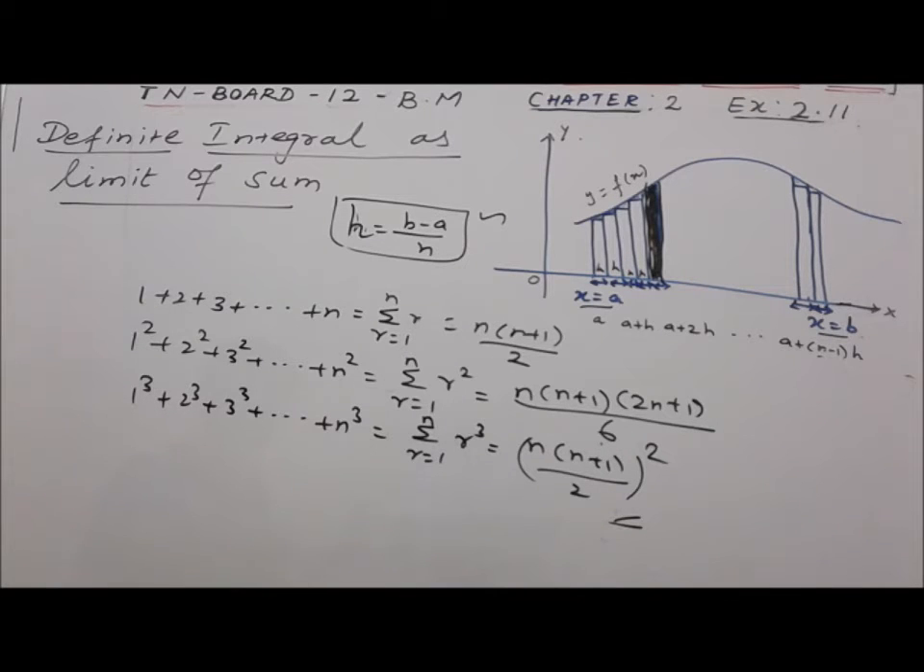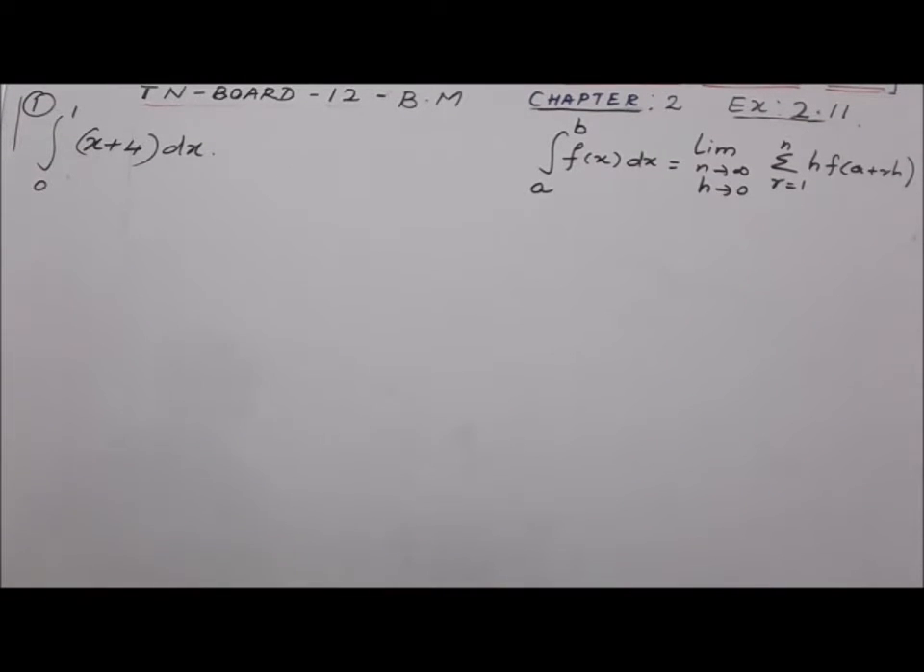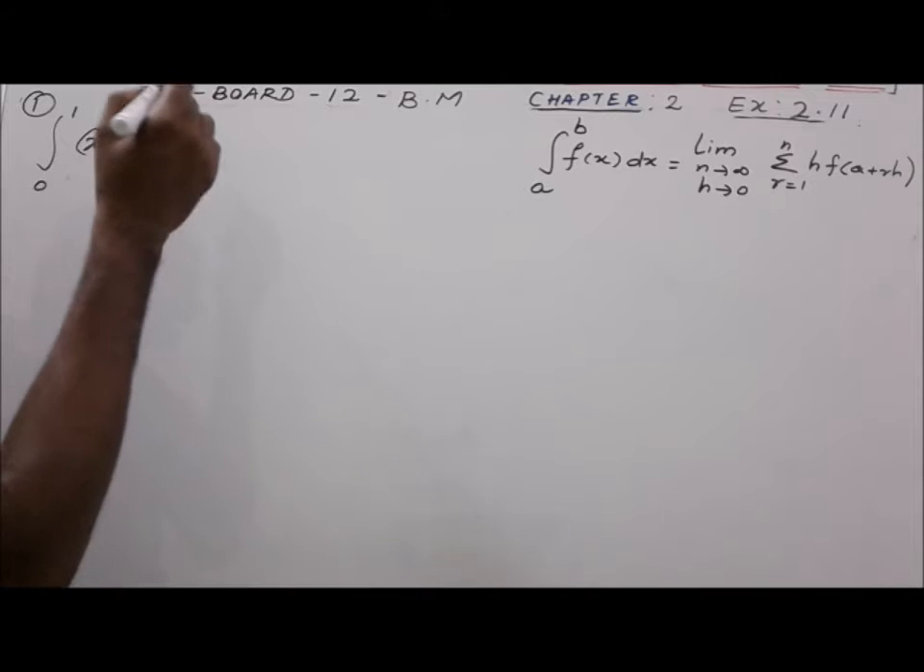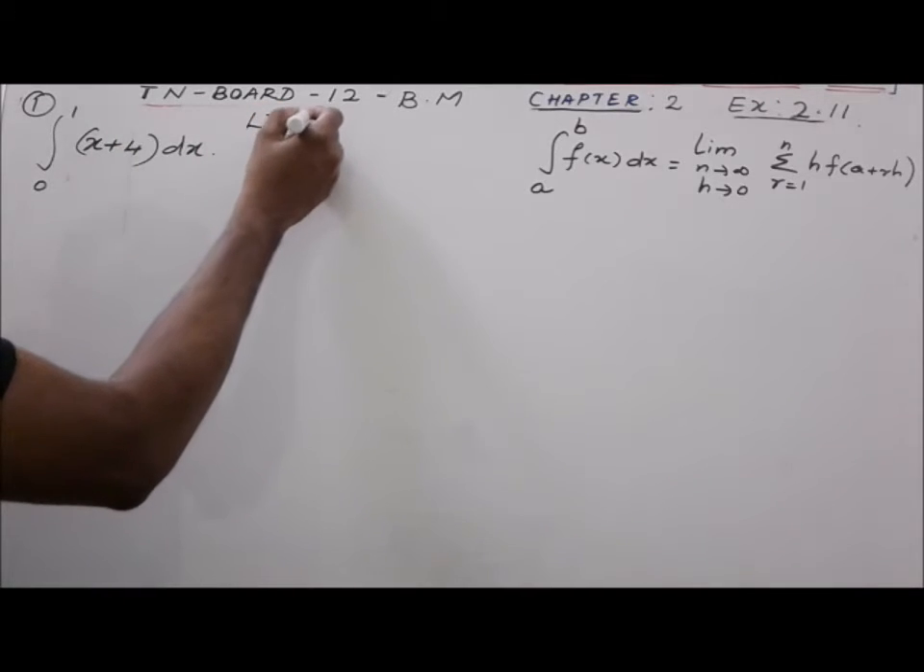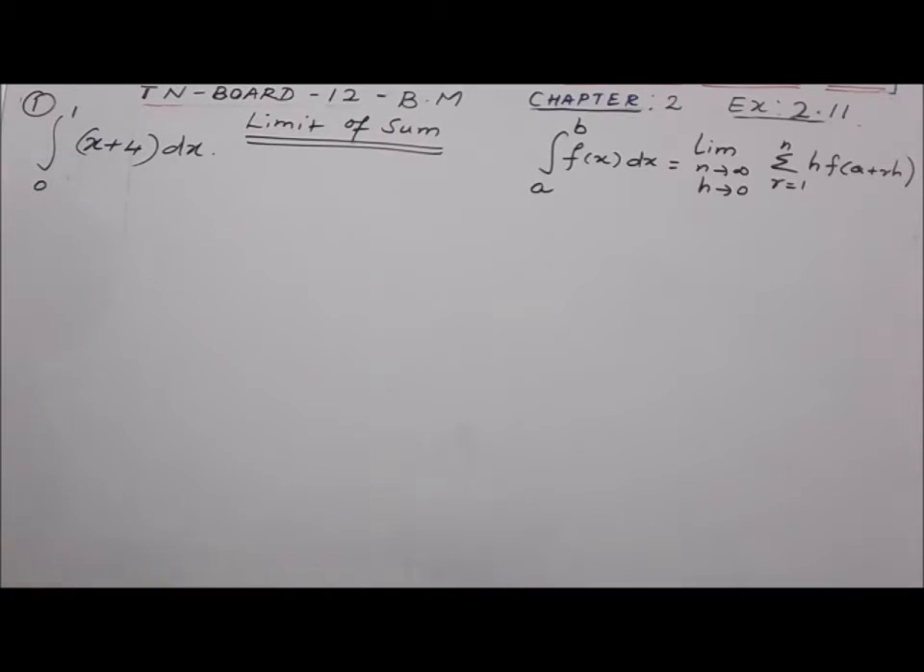Now we are moving to the exercise problem. Question number 1, exercise 2.11: the integral from 0 to 1 of (x plus 4) dx. Evaluate the following integral as a limit of sum. That is very important. The question itself will say to evaluate the following as a limit of sum. Otherwise, if it is not mentioned, we can easily do it by just integrating and substituting the lower and upper limits.